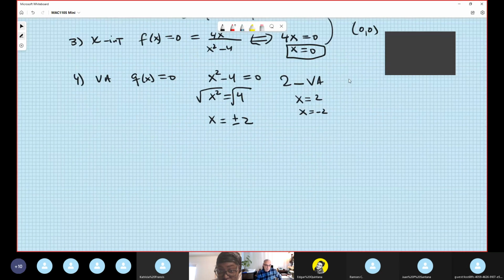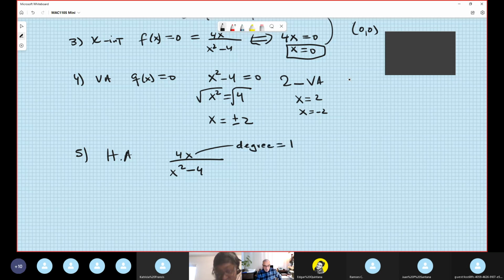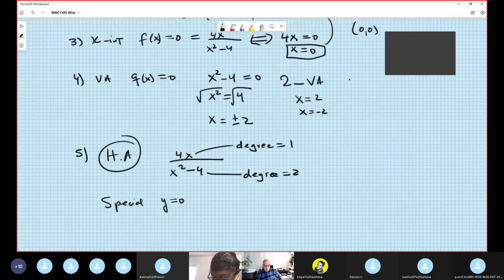Number 5 is the horizontal or slant asymptote. I want to copy again my expression, 4x divided by x squared minus 4. The degree of the top is 1. The degree of the bottom is 2. When this situation happens, we have a special case, and the special case is y equals 0. So in this moment, please don't forget to verify if the curve crosses or not this horizontal asymptote.